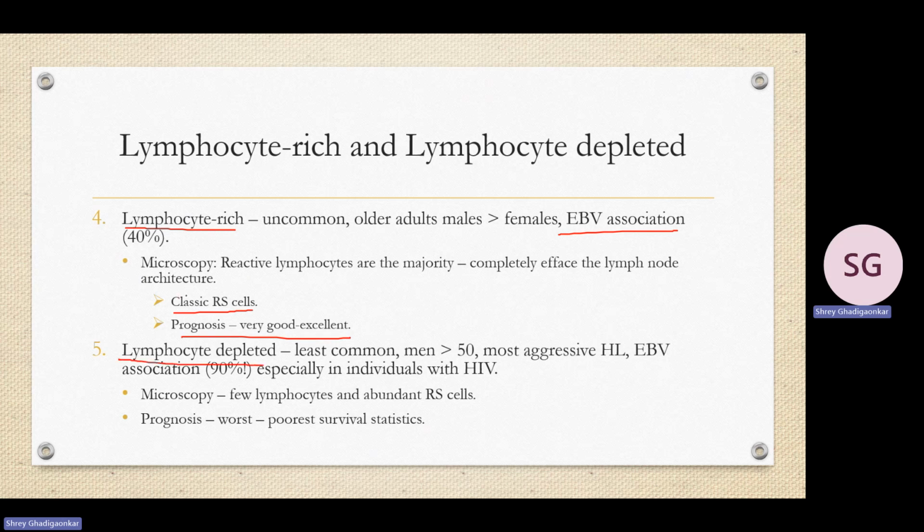Lymphocyte depleted, as mentioned, from the name itself, we know that the lymphocytes are depleted. So there's fewer lymphocytes and more number of Reed-Sternberg cells, and this among the others usually has a worse prognosis.